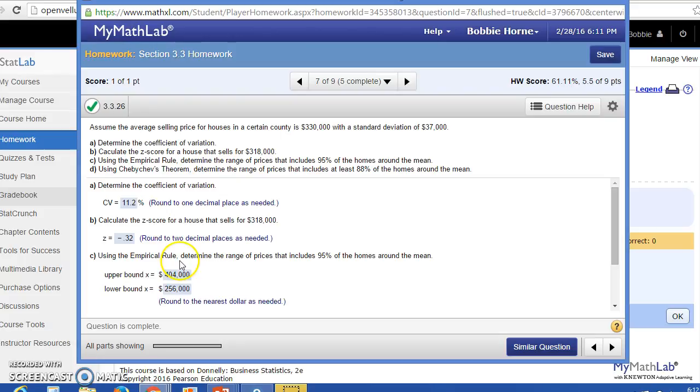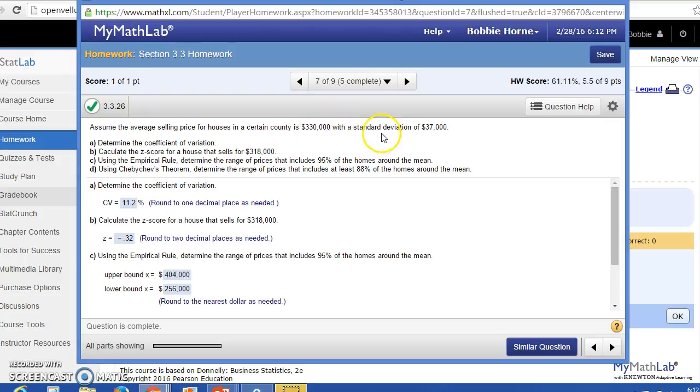Then it wants us to use the empirical rule, and we discussed this in the earlier video. Determine the range of prices that include 95% of the homes around the mean. If you remember the empirical rule, 95% of your data values fall within 2 standard deviations of the mean. So what that means is you can take your standard deviation, multiply it by 2. So what that means is 95% of our home values are going to be between 74,000 above and 74,000 below the mean.